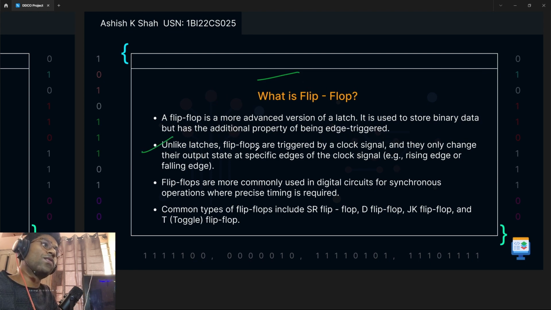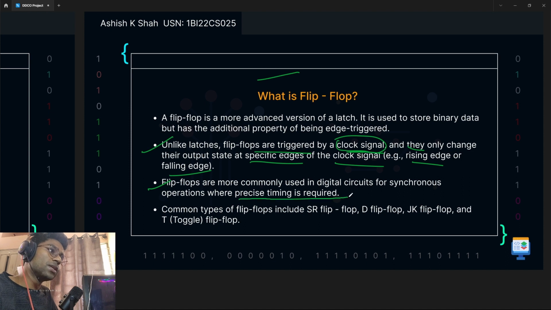Unlike latches, flip flops are triggered by a clock signal. I told you what a clock signal is. A clock signal is just a type of signal which is used to trigger a flip flop, and they only change their output state at a specific edge, known as rising edge or falling edge. Flip flops are commonly used in digital circuits for synchronous operations where precise timing is required. Wherever we require precise timing in our computer or in digital circuits, we use flip flops. Common types of flip flops include SR flip flop, D flip flop, JK flip flop, and T flip flop.